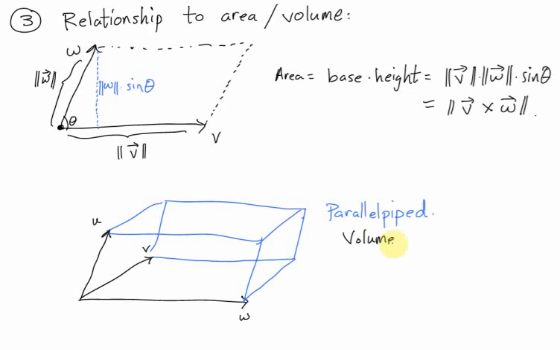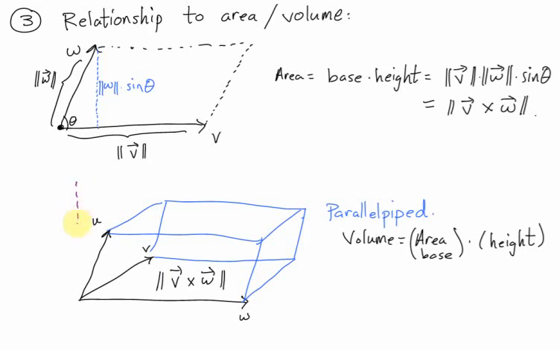Now, to calculate the volume of a parallelepiped, I need the area of the base times the height. Now, the area of this base, well, we just calculated that. It's the length of the cross product of v and w. Now I just need the height. Problem is I can't just use the length of u because u could be at a slant. What I can do is, if you recall, one of the great properties about a cross product is that it's perpendicular to the plane. So in other words, I can use that as an axis against which to get my height.